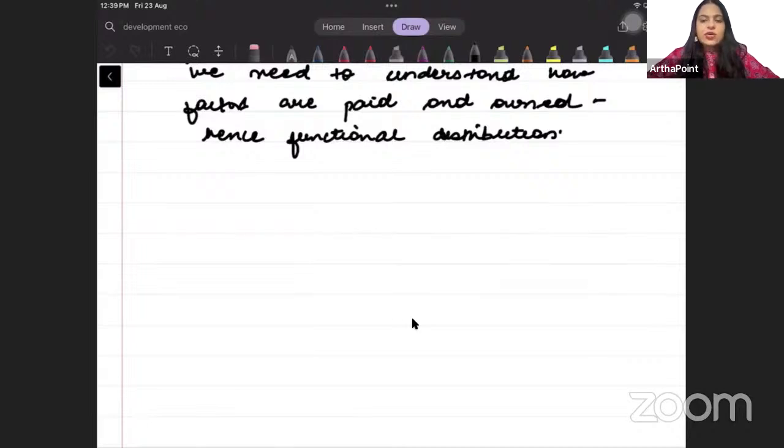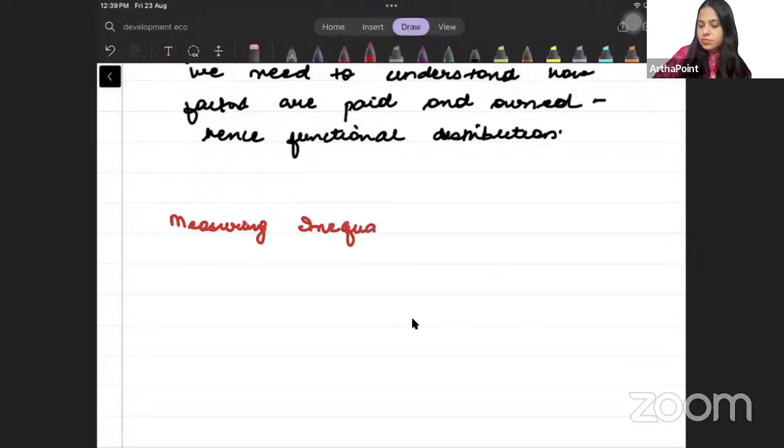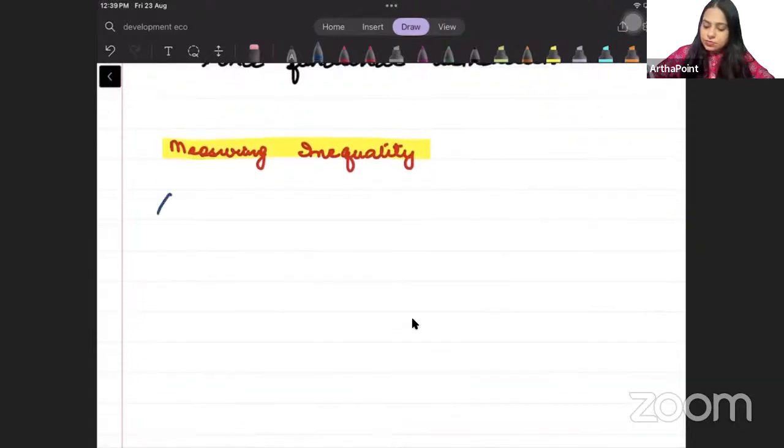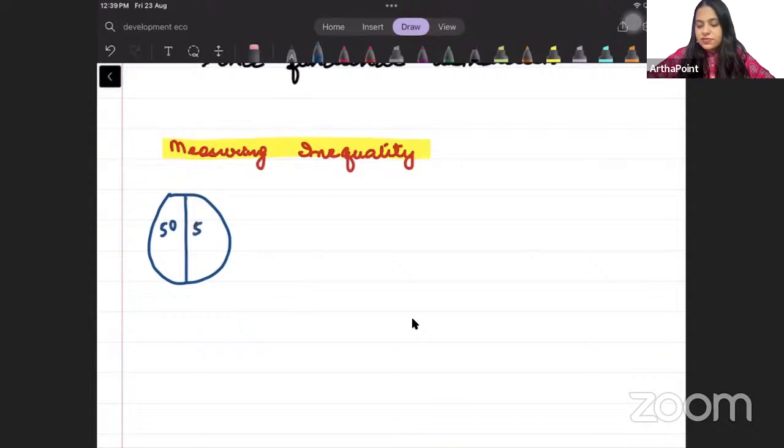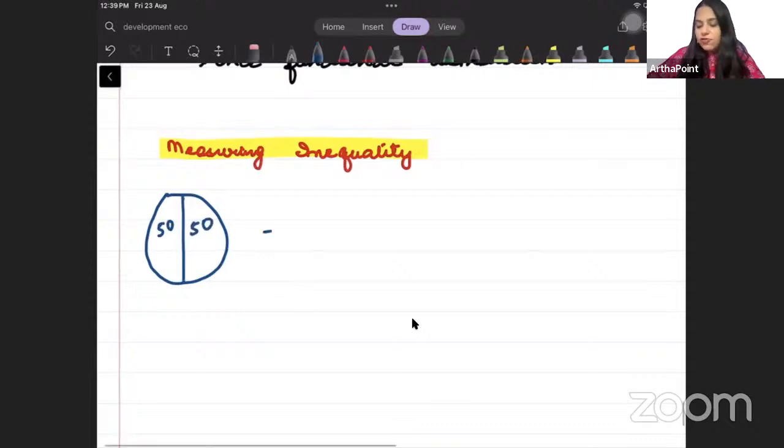Just to give you an example, let's say there is a cake with me. Please write down measuring inequality. Let's say I have a cake with me, and I split this cake equally. 50 goes to one person and 50 goes to the other person. Then this is, of course, a completely equal distribution.